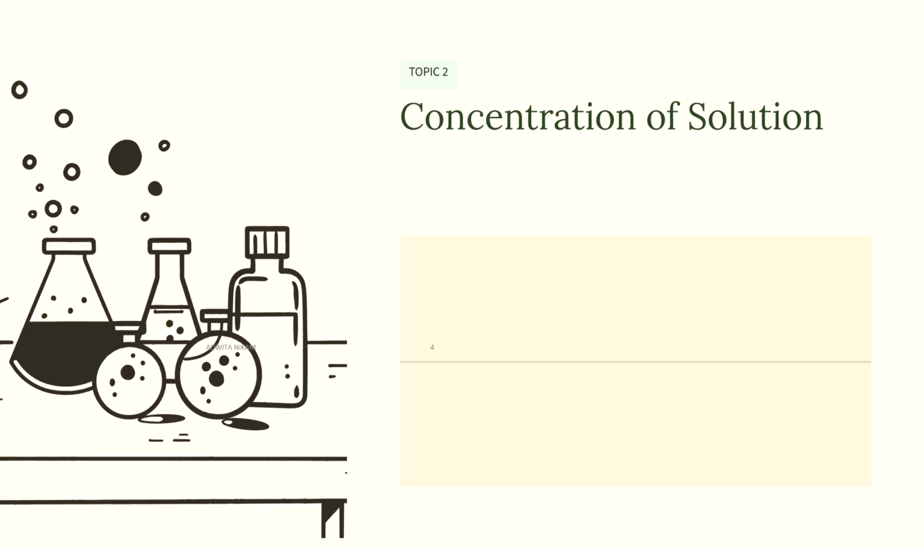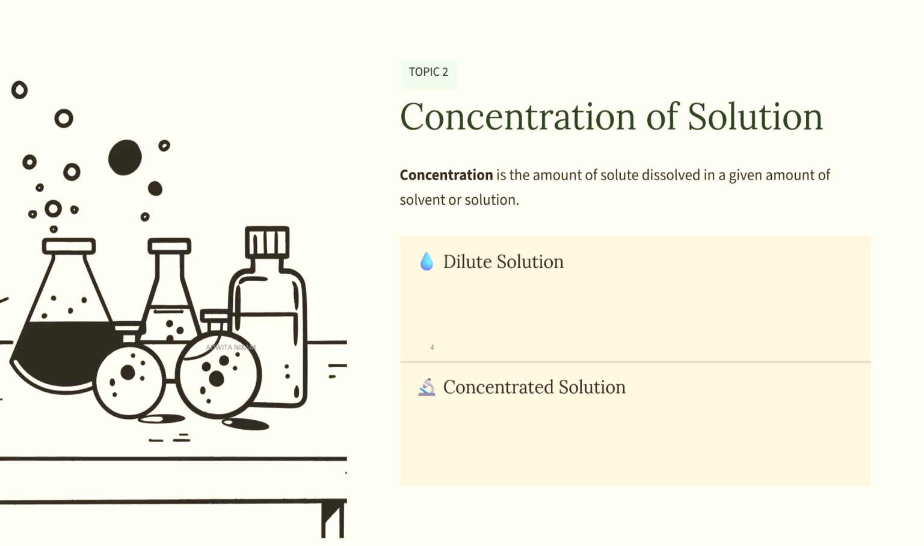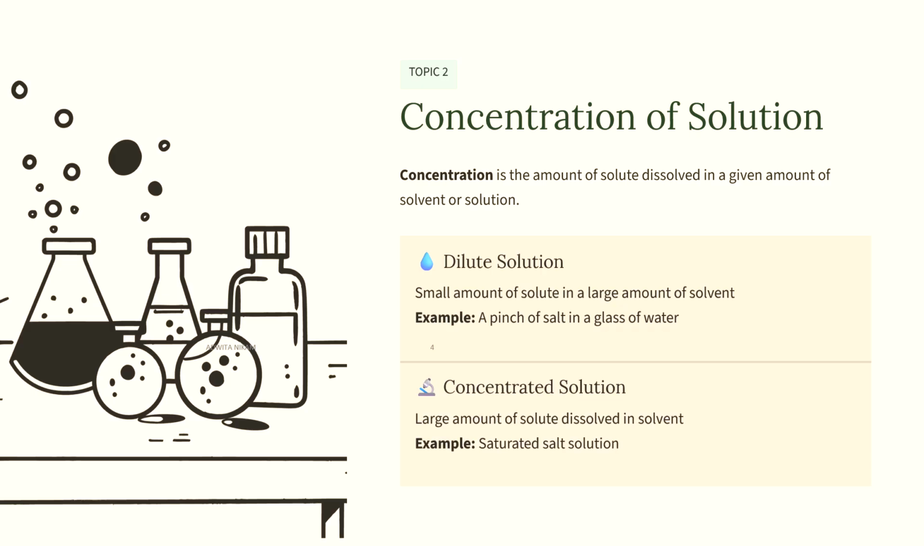So, what exactly is concentration? Concentration simply means the amount of solute dissolved in a given amount of solvent or solution. In simple words, more solute means more concentration and less solute means less concentration. Based on this, we have two types of solution: a dilute solution and a concentrated solution. A dilute solution contains a small amount of solute dissolved in a large amount of solvent. For example, just a pinch of salt in a glass of water. A concentrated solution contains a large amount of solute dissolved in solvent. A good example is saturated salt, where a lot of salt has already dissolved.